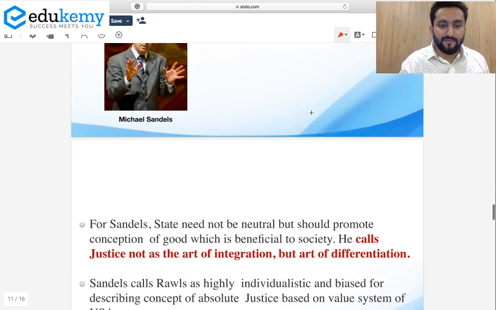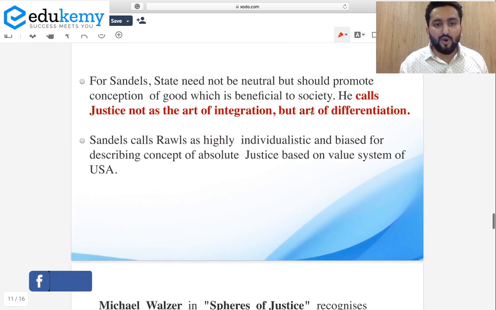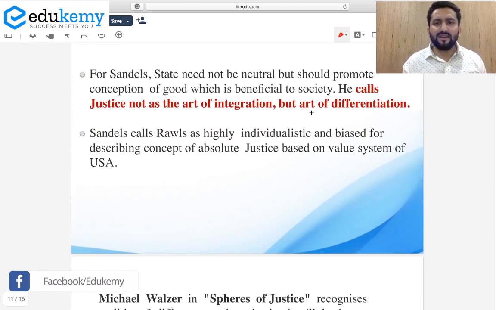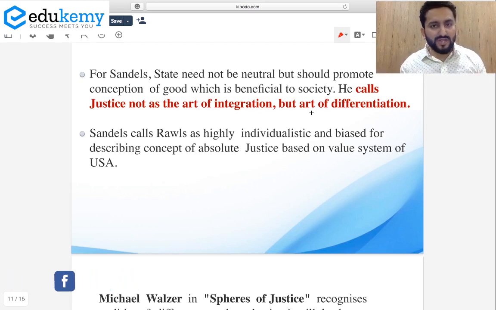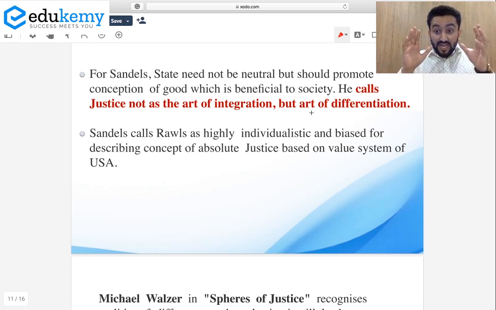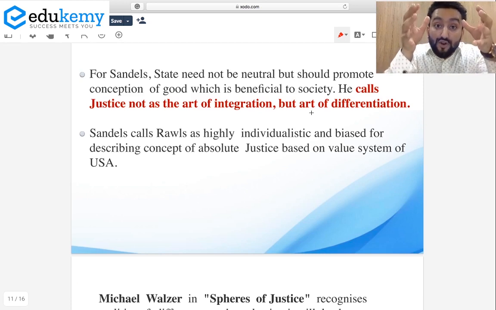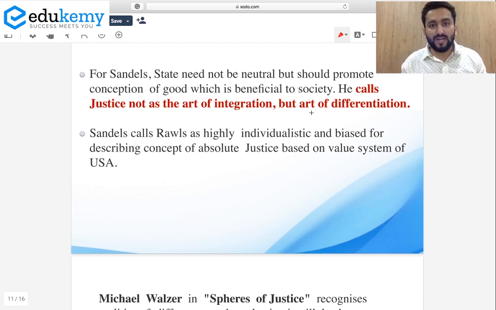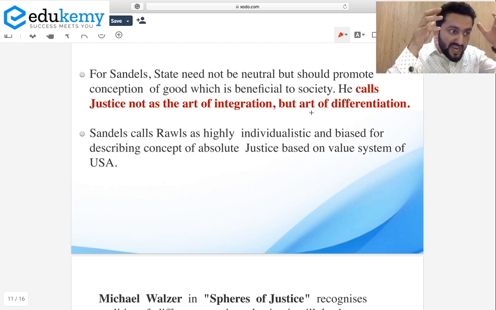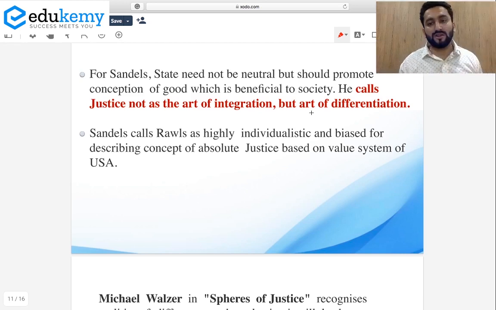Okay. Then you can say what Sandel was saying. He said state cannot be neutral. A state cannot just sit and give rights to the people and then they can decide what is good for them. No, state cannot do that. A state has to promote the conception of good which is beneficial to society. State cannot be neutral. State has to take a stand, right? This is good for the community.